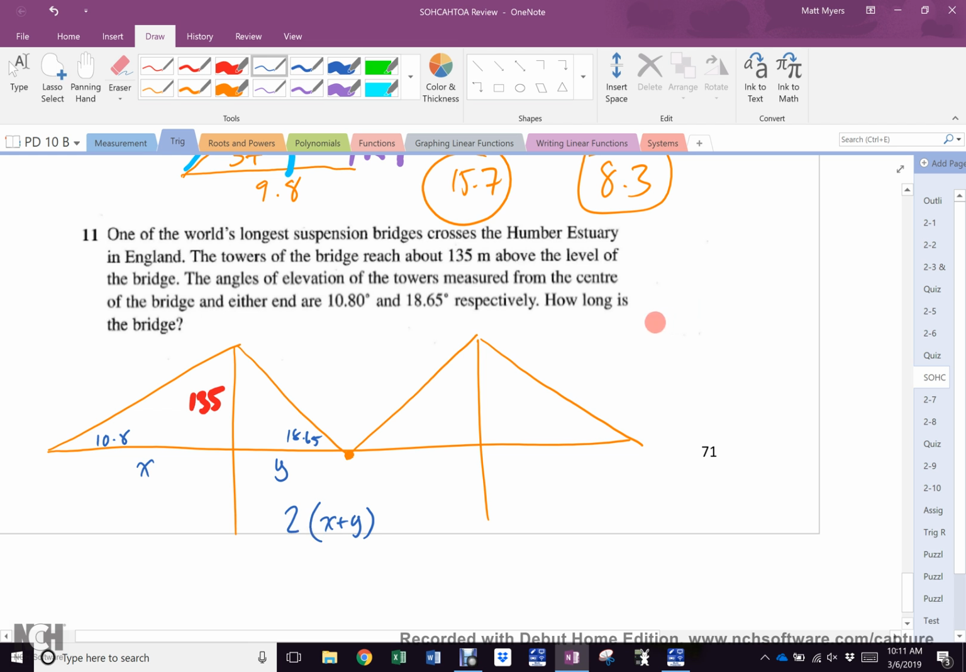So, X equals, theta equals 10.8, opposite equals 135, adjacent equals X. 135 divided by tan 10.8 plus 135 divided by tan 18.65 times 2. And you get your answer of what? Something like that. I know the screen's blue.